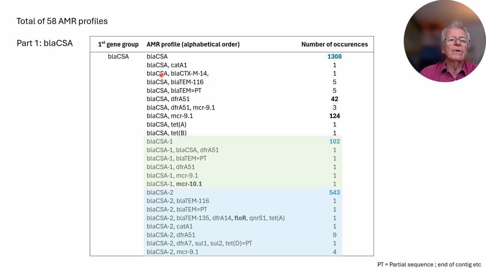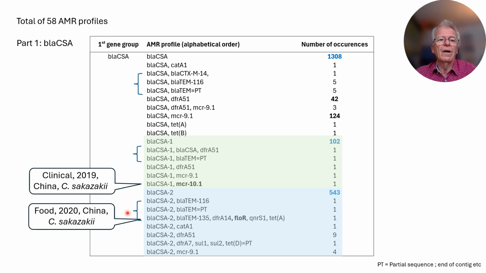Then we have lesser ones, where we have multiple BLA varieties together, and varieties including trimethoprim, and we have our colistin genes coming in here as well. So a number of strains did have more than one type of BLA gene in it, and the colistin variety 10.1, I think this was the only occurrence. I looked up that individual strain. It's the clinical one, 2019 China, and it was Cronobacter sakazakii.